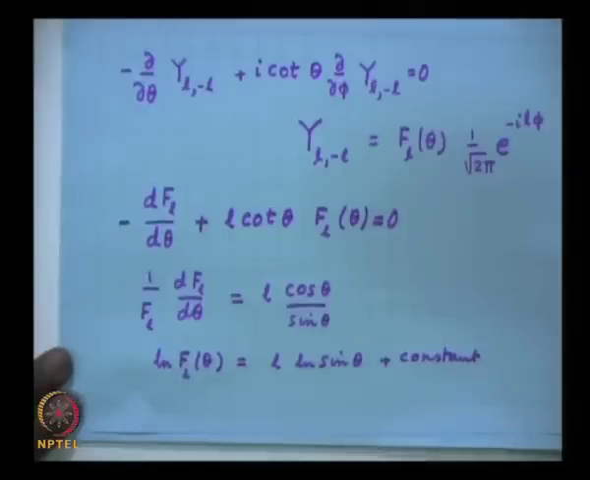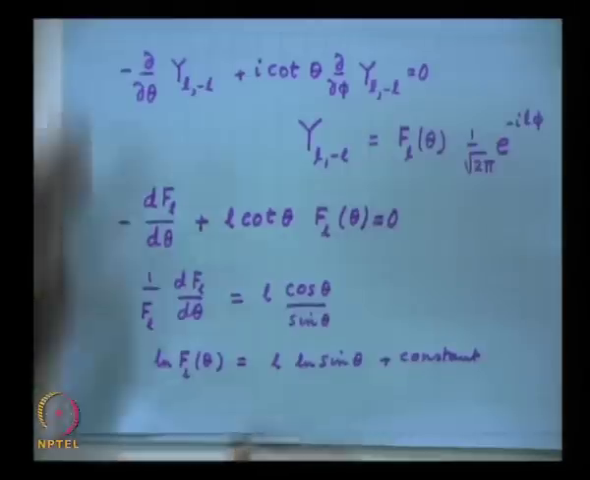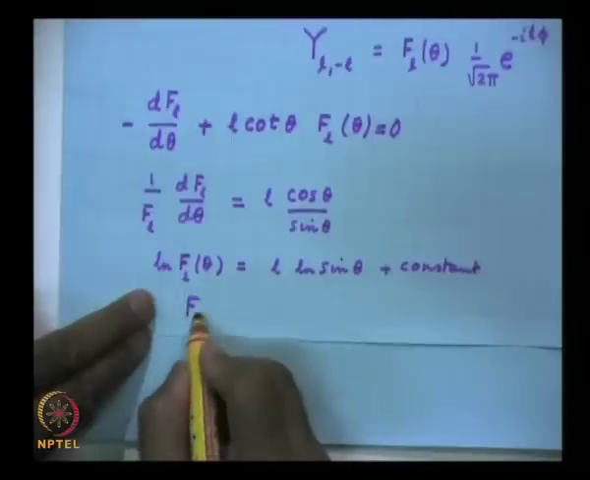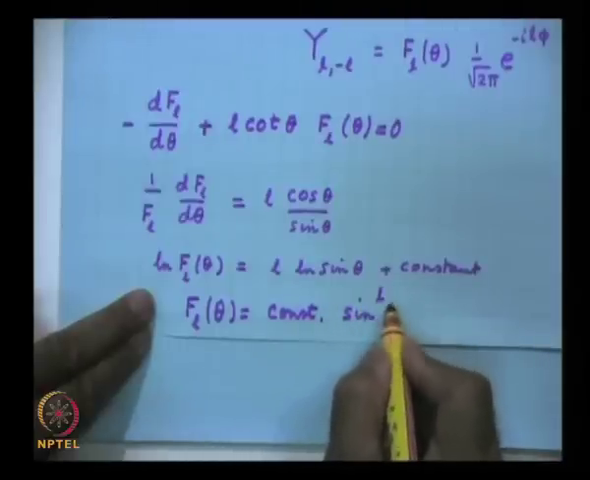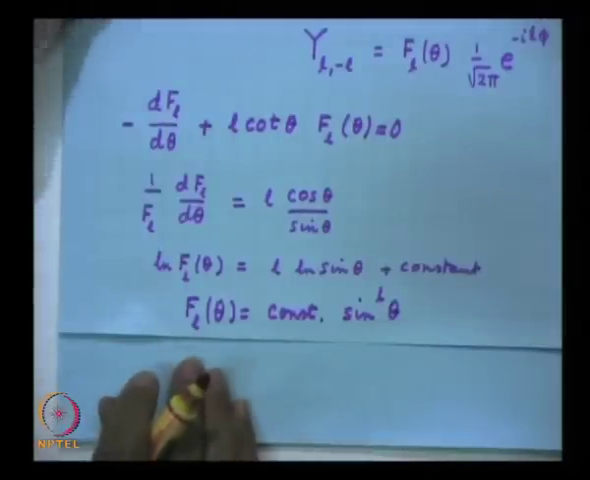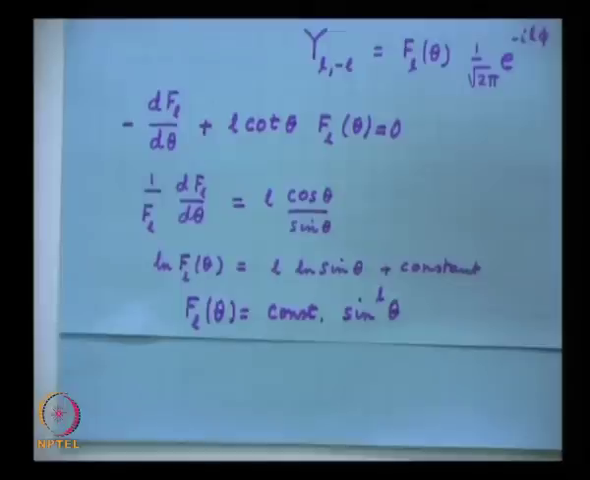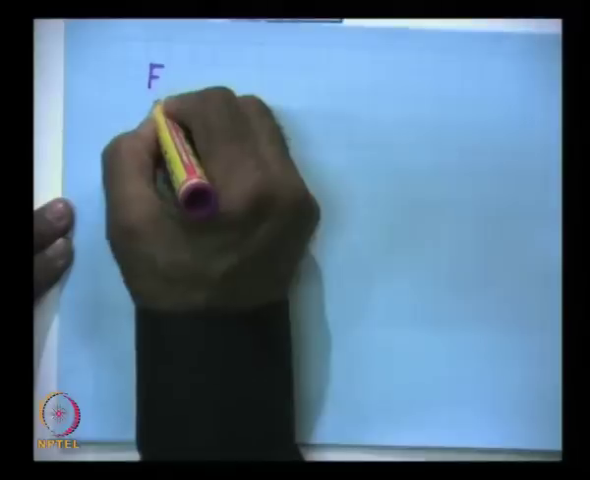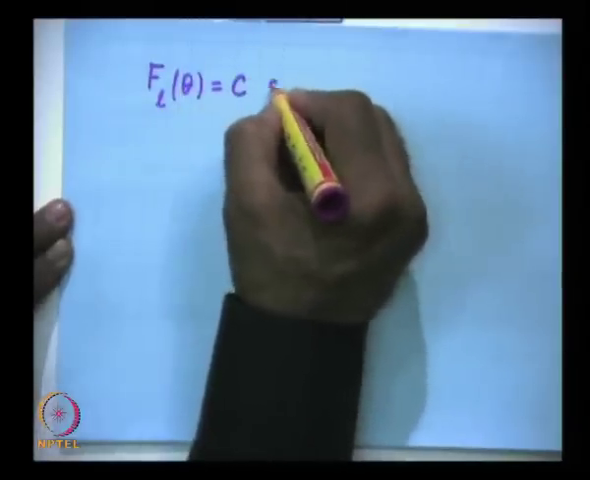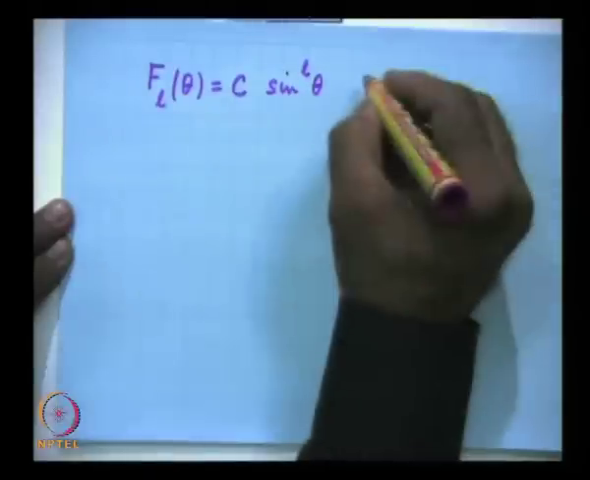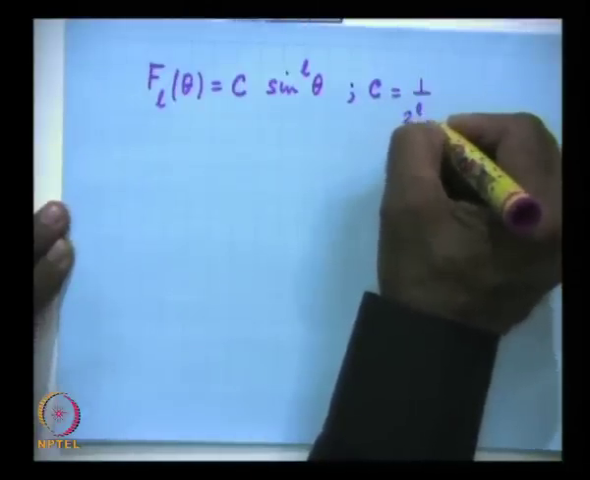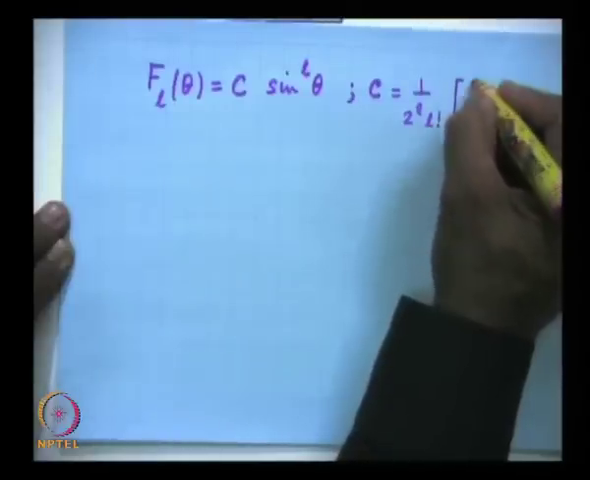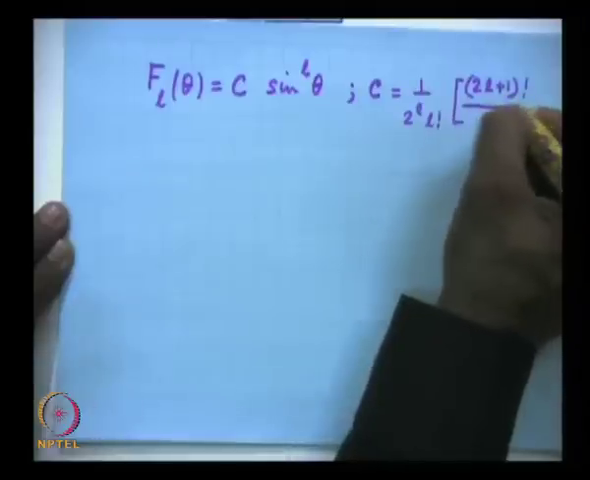So, this is log sin theta to the power of L. Therefore, we get the relation that f_L(theta) is equal to a constant times sin to the power of L theta. You can find out the normalization constant, where the determination of the normalization constant is slightly tedious, but let me give you the final result: 2 to the power of L, L factorial, over (2L plus 1) factorial, raised to the power of half.